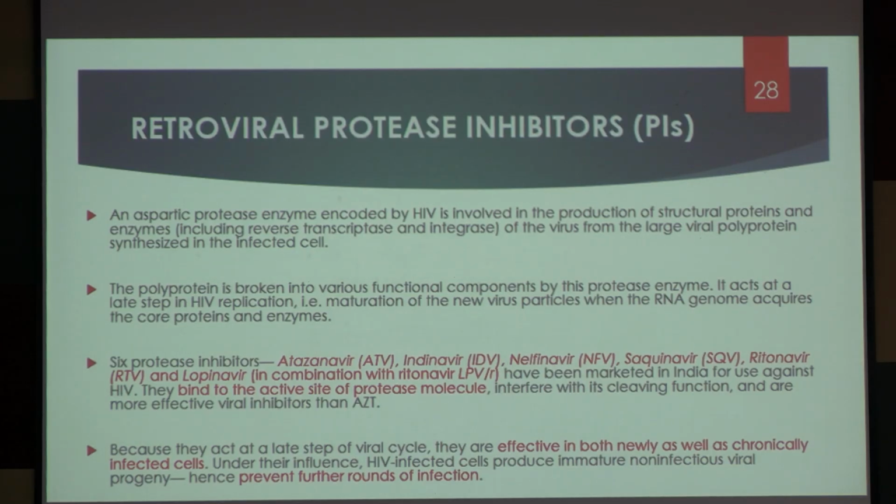So these protease inhibitors inhibit the protease enzyme which is responsible for the cleavage of the proviral DNA product into structural and functional viral proteins. There are 6 drugs: Atazanavir, Indinavir, Nelfinavir, Saquinavir, Ritonavir and Lopinavir. Lopinavir is generally marketed in combination with Ritonavir, and this regimen is called a boosted protease inhibitor regimen, that we will discuss later on.